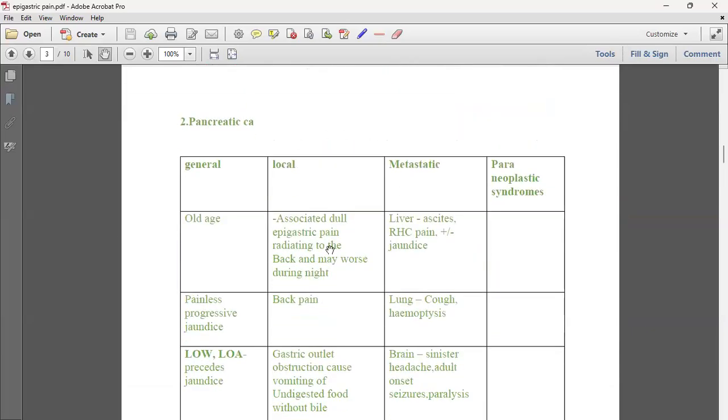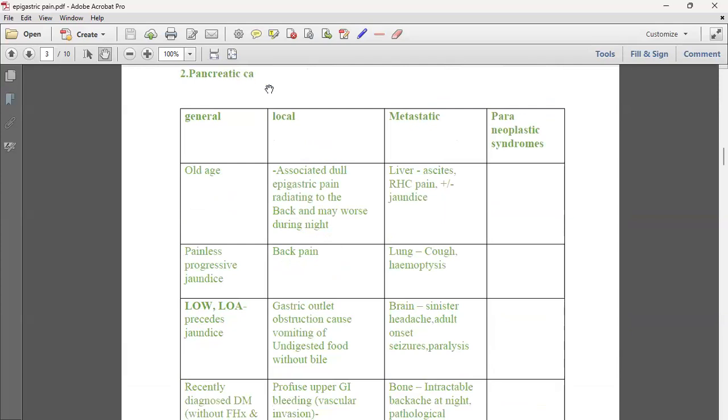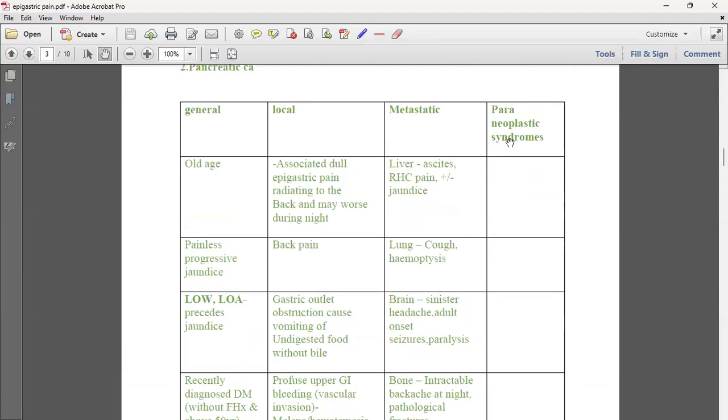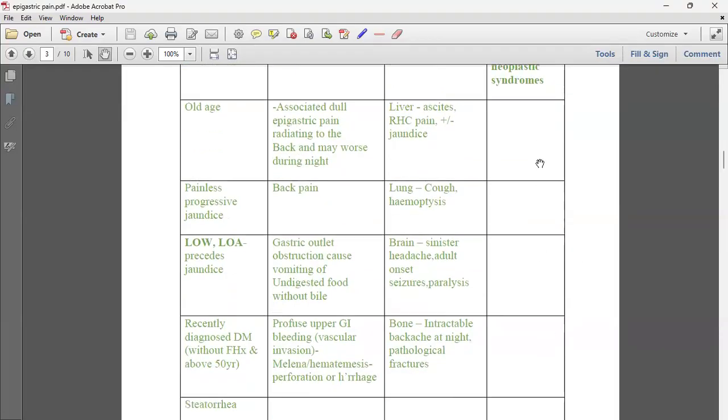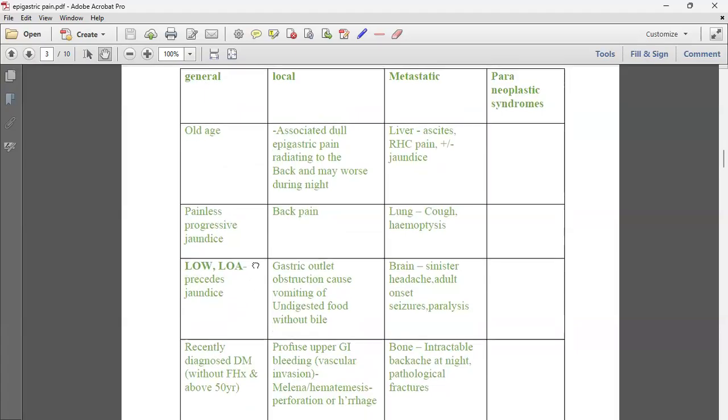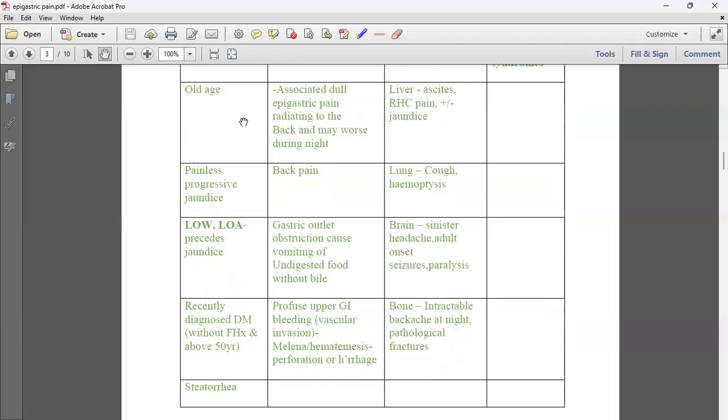Okay, then moving on to the second cancer, where there is epigastric pain of long duration. So you have to entertain the differential of pancreatic carcinoma. So once again, you can divide it into general, local, metastatic, and paraneoplastic syndromes. I can't recall any paraneoplastic syndromes associated with pancreatic carcinoma, but if you guys can, it's good. So once again, generally it will be painless progressive jaundice associated with loss of weight and loss of appetite. And the characteristic feature of pancreatic carcinoma is that loss of weight and loss of appetite precede the jaundice.